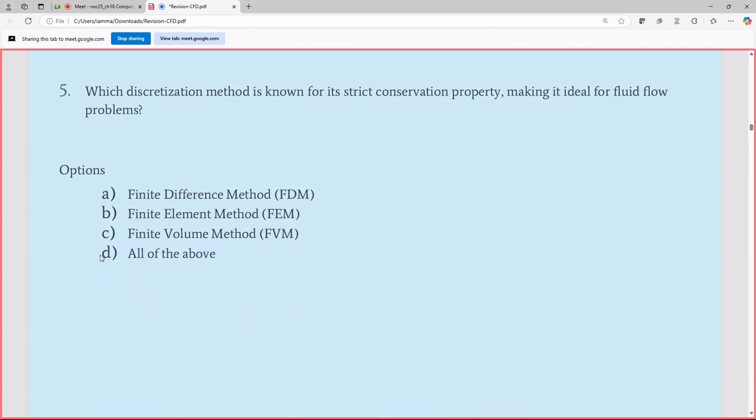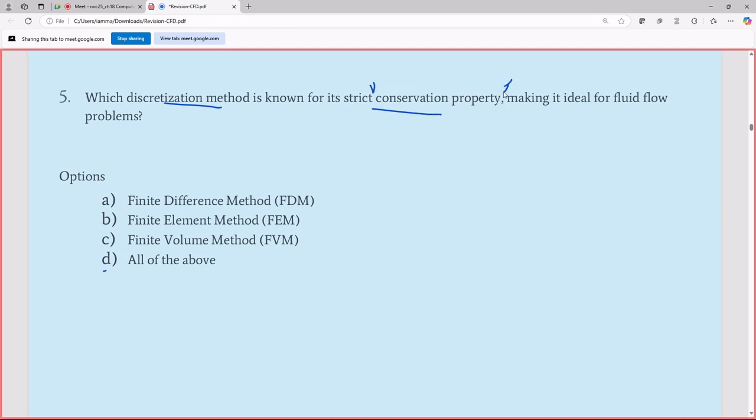Moving on to the next question. The next question is also on discretization. Which discretization method is known for its strict conservation property, making it ideal for fluid flow problems? Options are: option A, finite difference method; option B, finite element method; option C, finite volume method; option D, all of the above. The question is asking which discretization method is known for the strict conservation property. Try to answer the question.